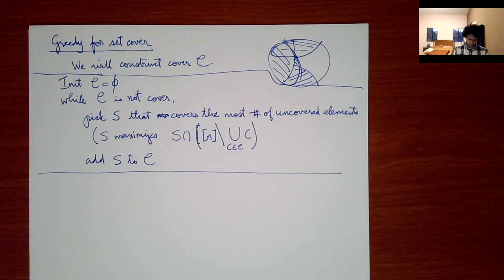Before I prove this theorem, I will state a very important result: assuming P is not equal to NP, there is no polynomial time (1 minus epsilon) log n approximation for set cover. This holds for all epsilon greater than 0. Assuming P is not equal to NP, that is the best you can do.